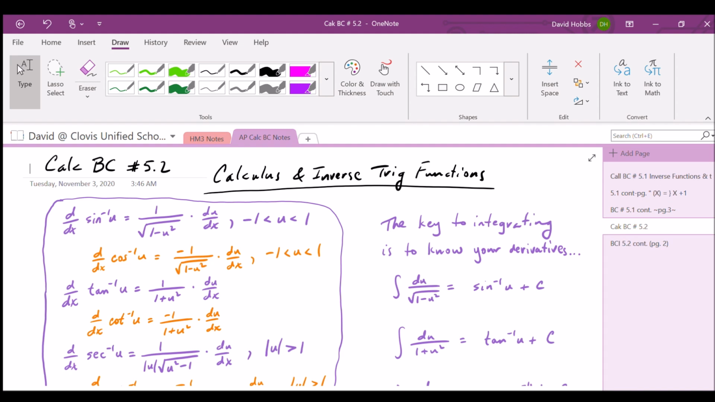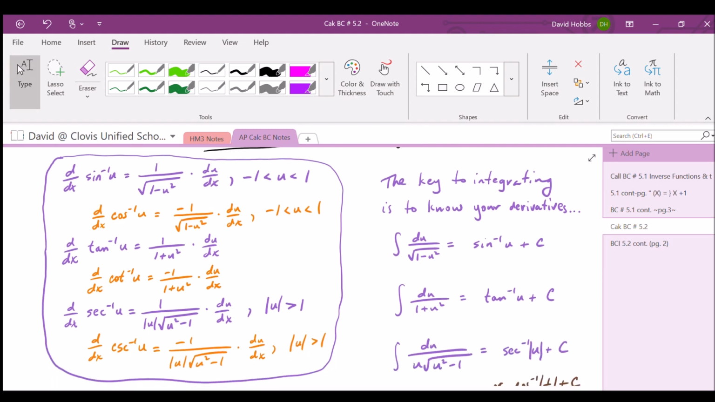Okay, so derivatives, and yes, the coloring has something to do with it too, so we do want to notice that. The derivative of inverse sine of u is 1 over the square root of 1 minus u squared times the derivative of the guts. Now notice the only difference between the derivative of inverse cosine and the derivative of inverse sine: a negative.